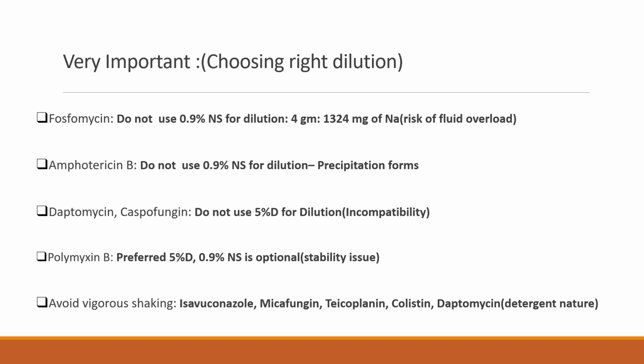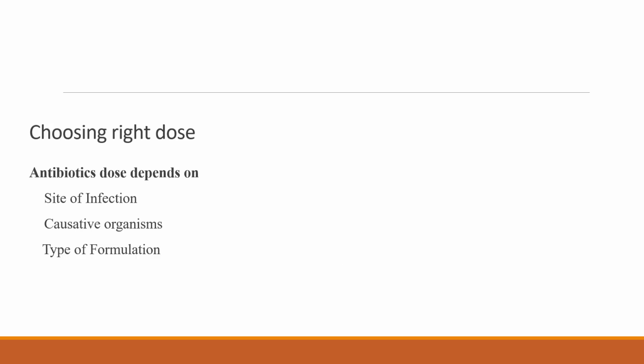It is very important to choose the right dilution. For fosfomycin, do not use 0.9% normal saline for dilution. Use sodium-free diluent instead, because of the risk of fluid overload. For amphotericin B, do not use 0.9% normal saline for dilution, as precipitation forms. For daptomycin and others, do not use 5% dextrose for dilution. Using the right dose depends upon the site of infection, causative organisms, and type of patient.